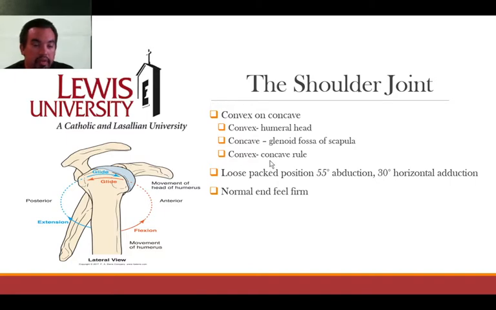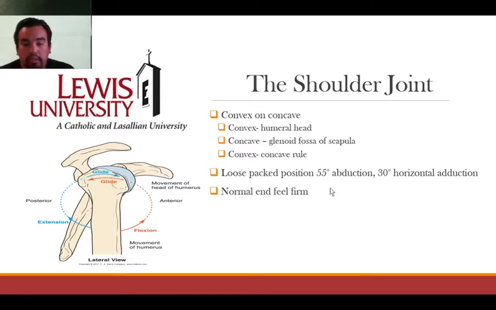So we have a convex on concave roll. Okay, so you have to remember that as we move. So we look convex on concave. As the head of the humerus glides posteriorly, the distal segment moves forward into flexion. As the humeral head glides anterior, that distal portion moves into extension. So you see how it's moving opposite.